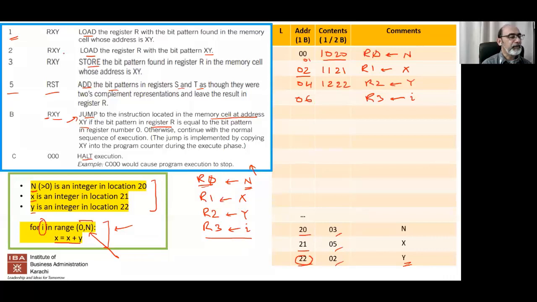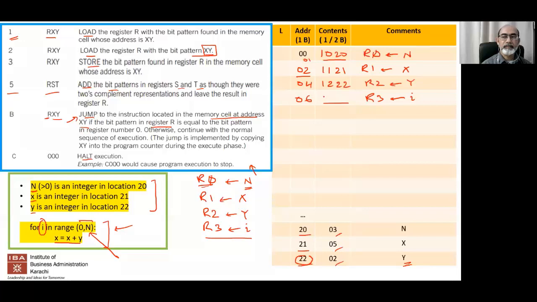Now remember, we have two load commands. One is saying that we load the contents of a memory cell, and the other is saying that we load a bit pattern into a register. So do we need to load a bit pattern into register 3? The initial value perhaps of I? So yes, we could just write 0000. So what would be the actual opcode? The complete instruction over here.